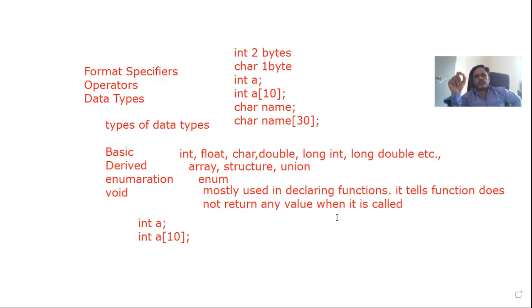The void, I will explain when we come to the point of functions, so you can understand clearly. When you declare a function, it should return a value to the main function whenever it is called. But in some situations, it is not required to send a value to the main function. In those cases, we will make the function void. So void means it doesn't return any values. Okay.